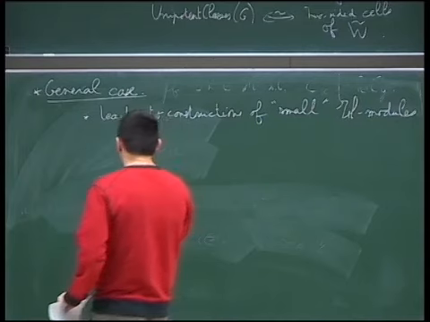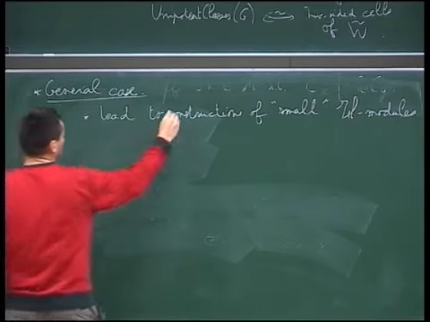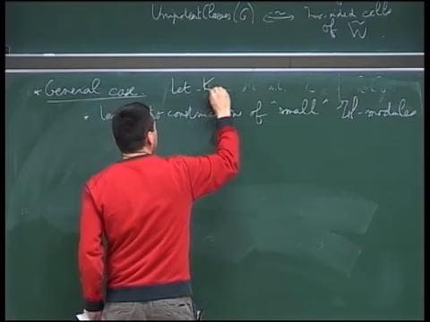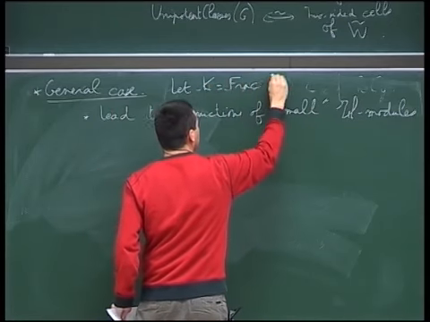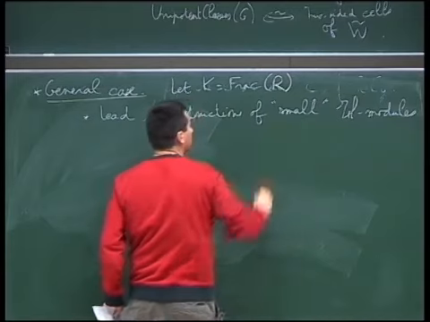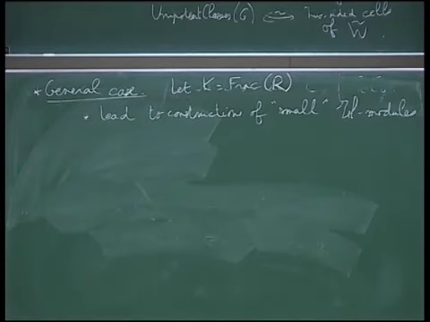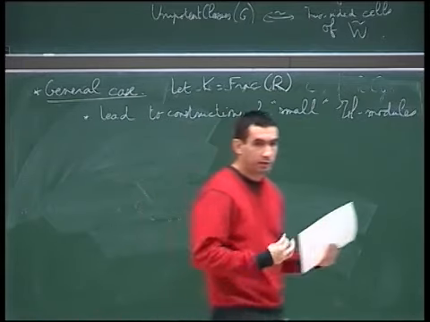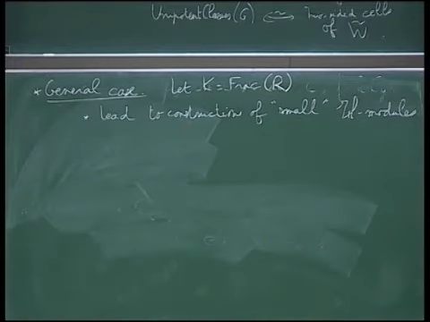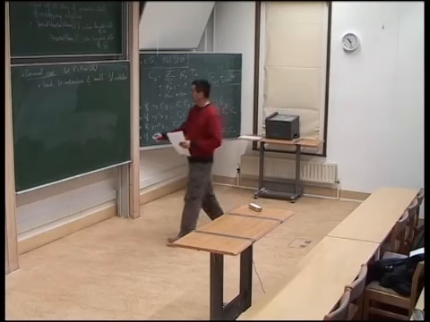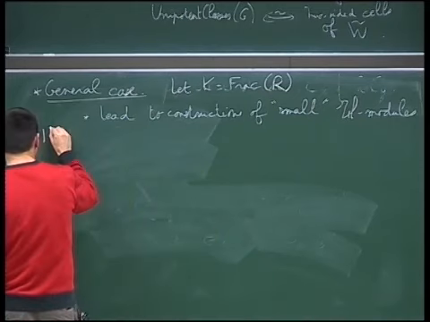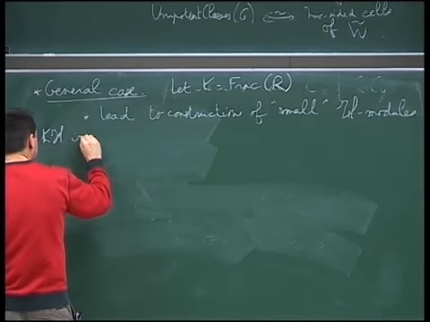And in fact, let K be the field of fractions of R. So R is a group algebra of gamma, which is totally ordered, and because it is totally ordered, this group algebra is a domain, so you can talk about the field of fractions. And in this case, KH is split semisimple.